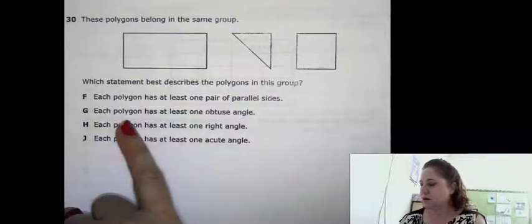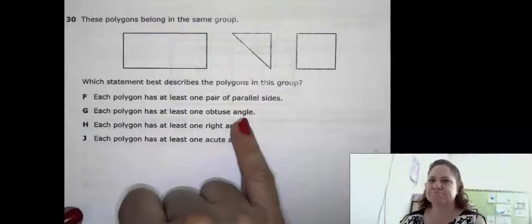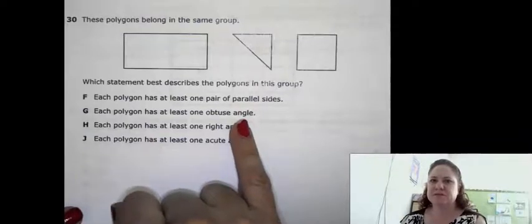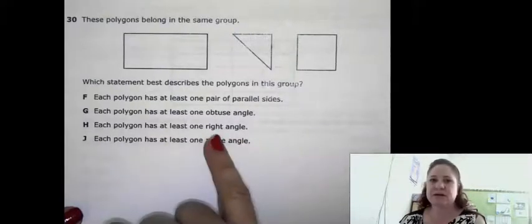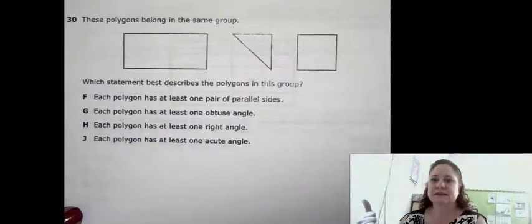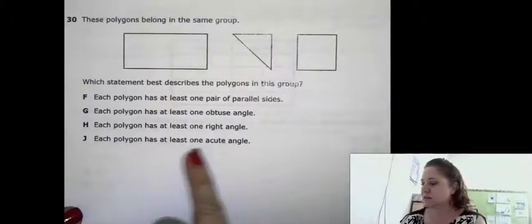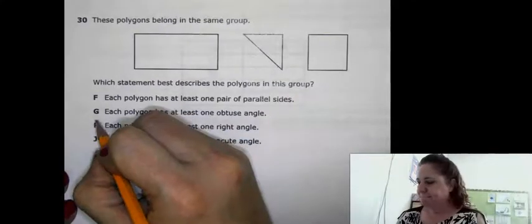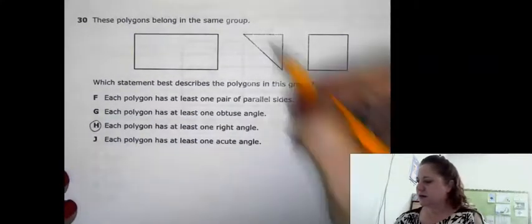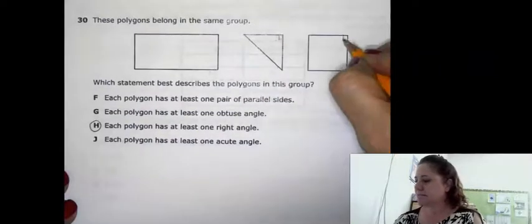G. Each polygon has at least 1 obtuse angle. Is that accurate? None of them have an obtuse angle. How about H? Each polygon has at least 1 right angle. Yes. Let's look at J just to be sure. Each polygon has at least 1 acute angle. No, that's not accurate. So our answer is H, because each of these polygons has at least 1 right angle.